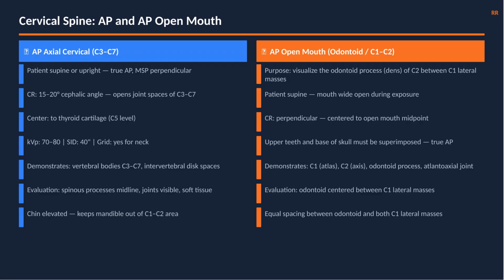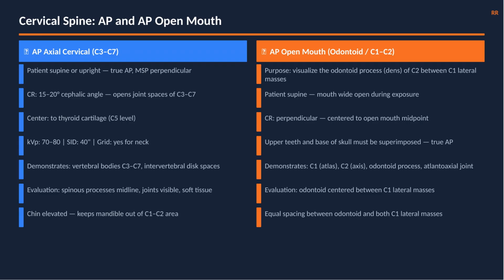AP open mouth, the odontoid view. Purpose, see the odontoid process, the dens of C2 between the C1 lateral masses. Patient supine, mouth wide open during the exposure. CR, perpendicular, centered to the open mouth.